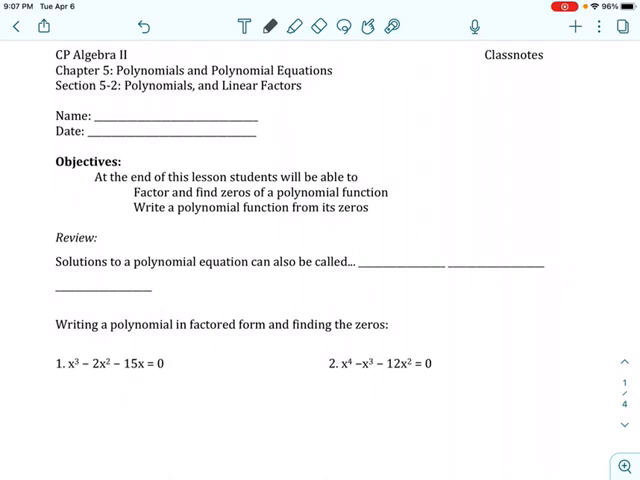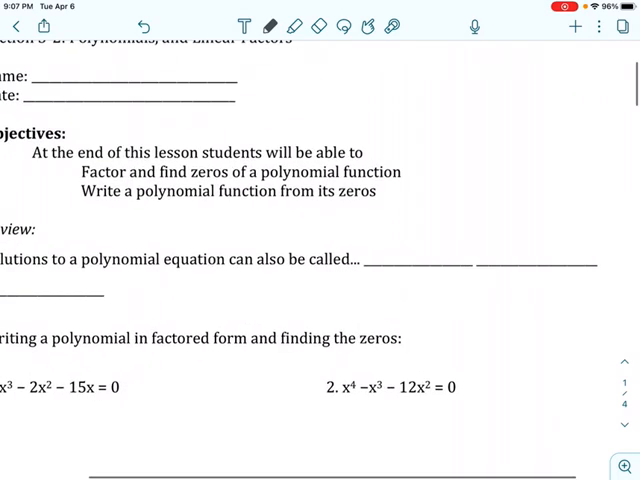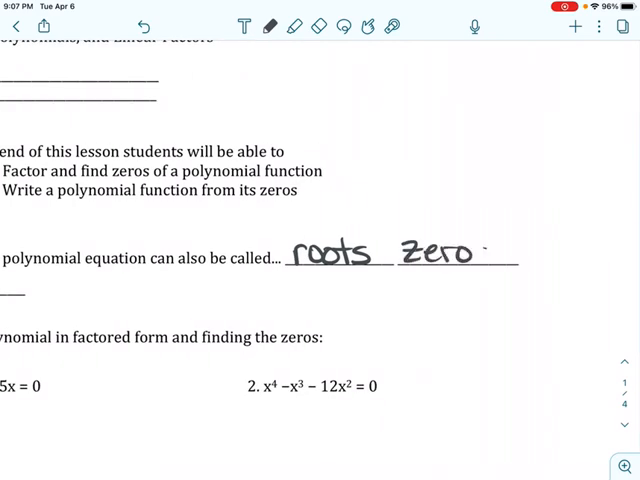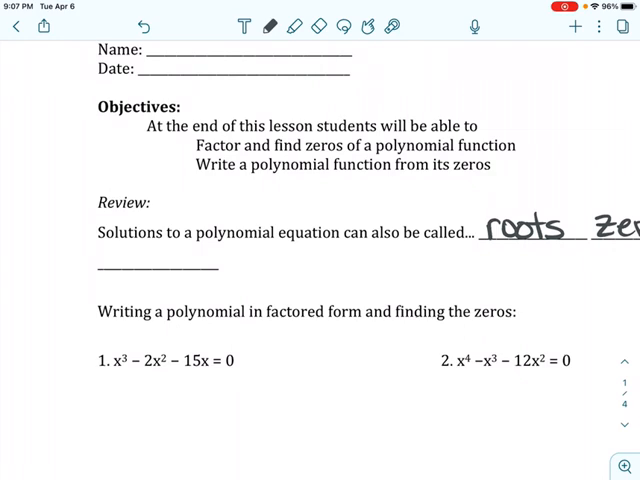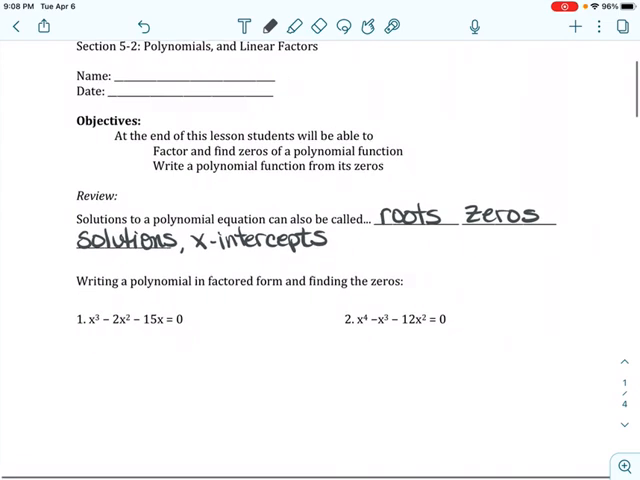All right, so we're going to factor and find zeros of a polynomial function, and then we're going to write a polynomial if we know the zeros. So if we know the zeros, what is the polynomial that gave us that? So let's remind ourselves that solutions to a polynomial equation can be called roots, zeros, and I guess solutions. And you know what? Let's put in here x-intercepts. Okay, so we want to remind ourselves those are all words that we're going to hear. You're going to hear a lot more of roots and zeros and solutions than you are x-intercepts because we're not going to be graphing yet.